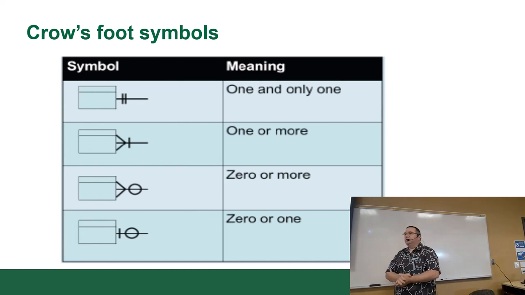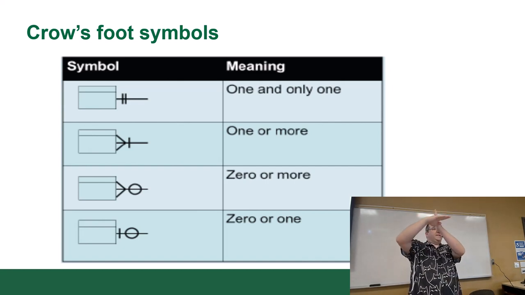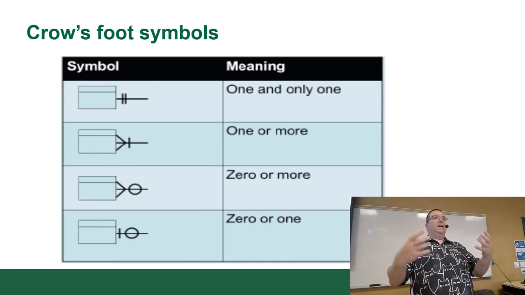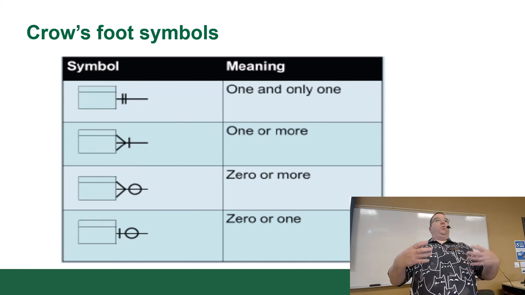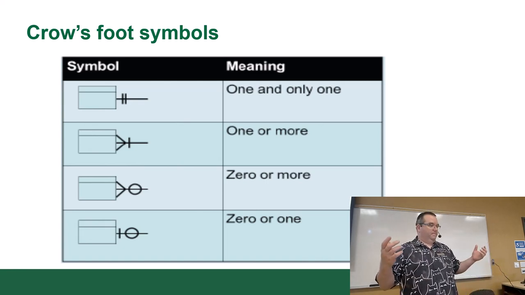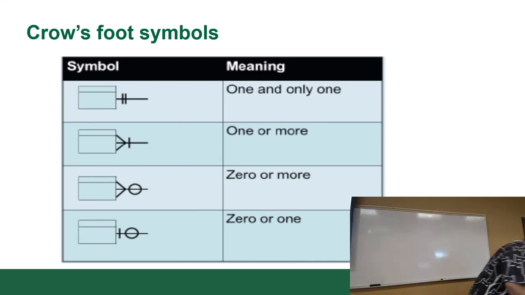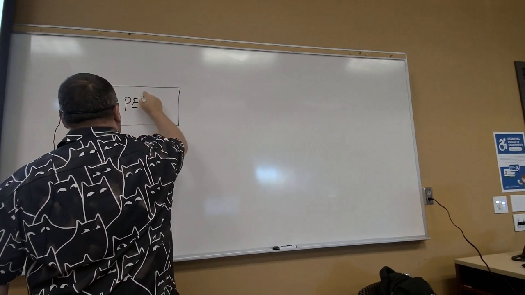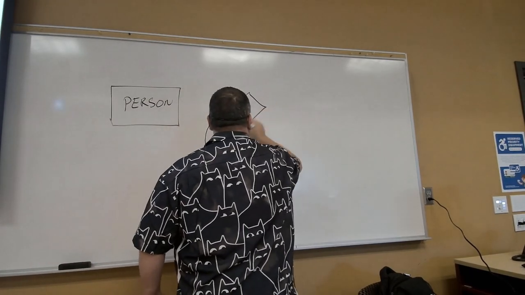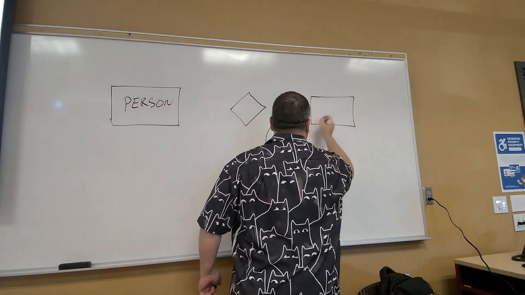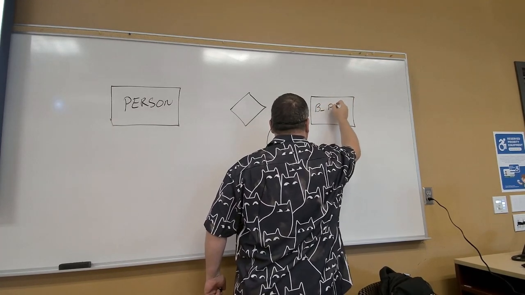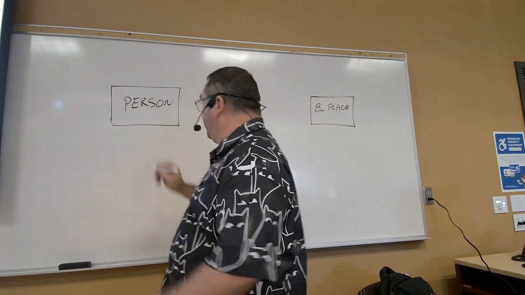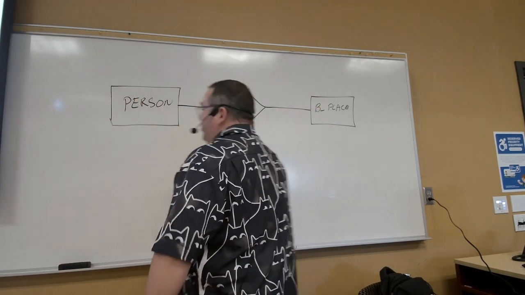1 and only 1. So that's the first one, which is 2 crosshatches on a single line. It means that this item is required, and they're only allowed to ever have 1. For example, back to our person and birthplace example. Actually, you know what? I'll just draw it on the board to make it easier. Person and birthplace. Okay, originally we would have written it like this, right?